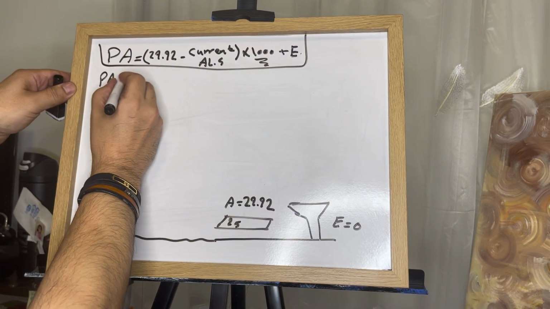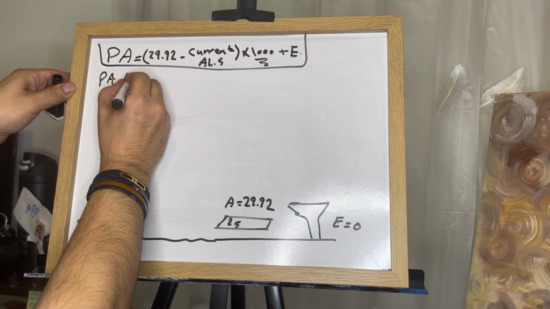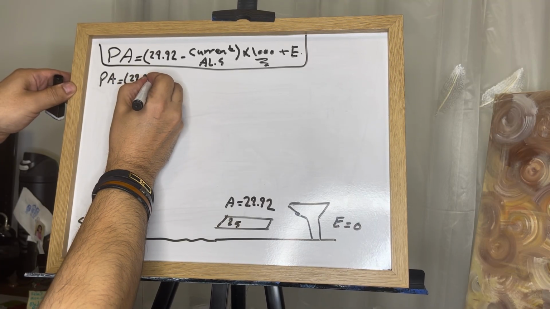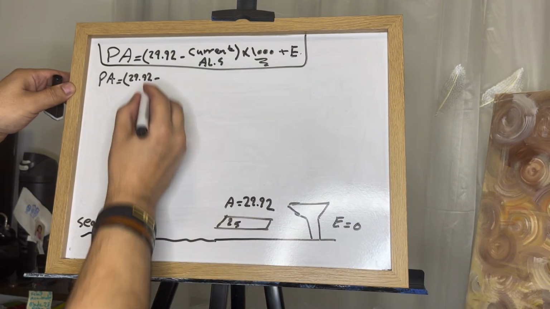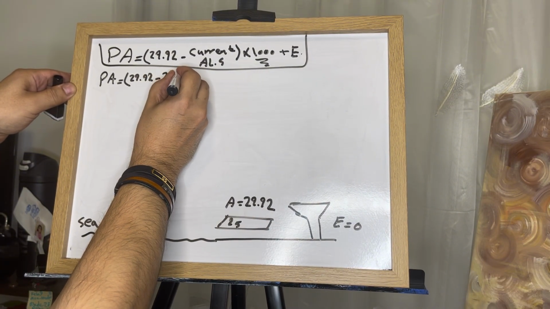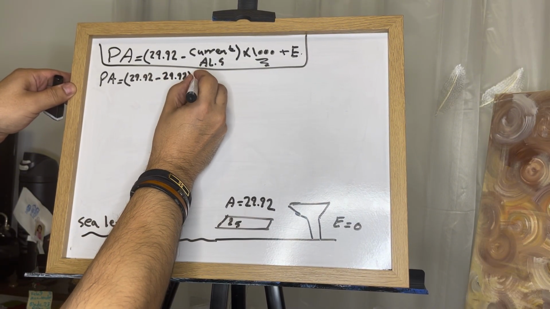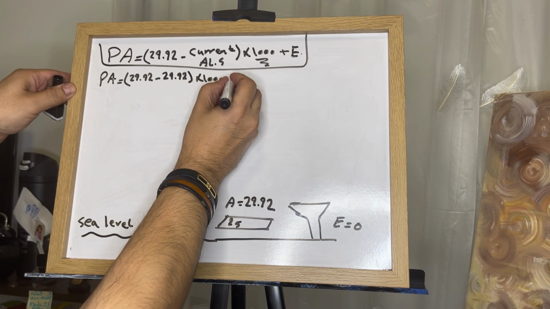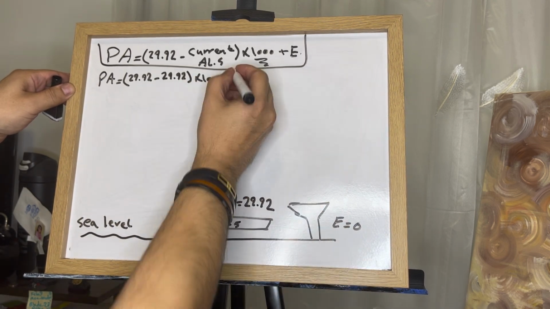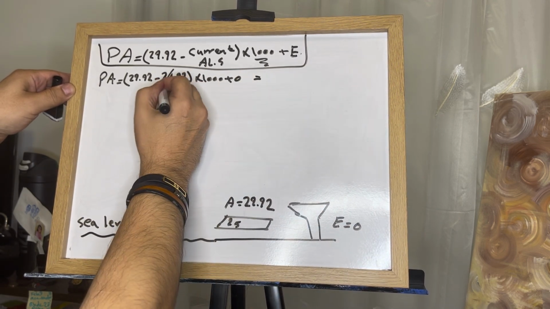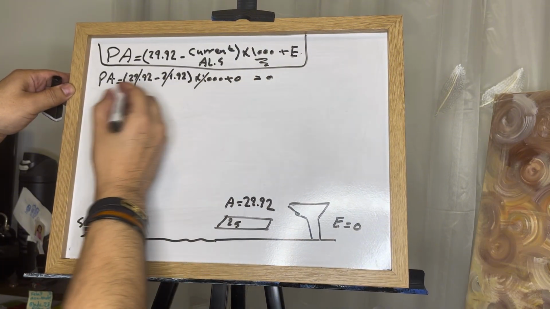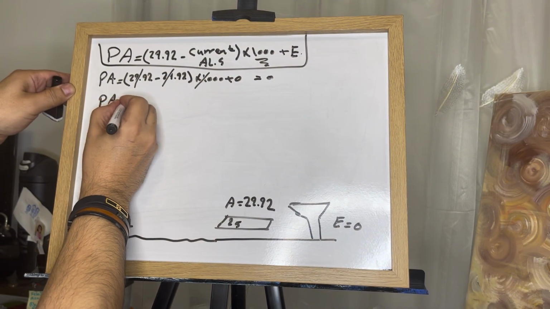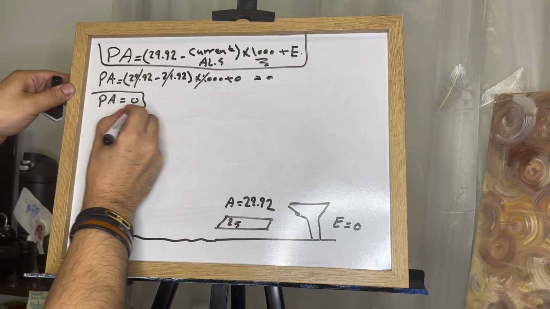Regarding this formula, it equals 29.92 standard atmospheric pressure minus the current altimeter setting or local pressure, 29.92, multiplied by 1000 plus elevation. Elevation equals 0. This one is 0. So the pressure altitude at this station equals 0.